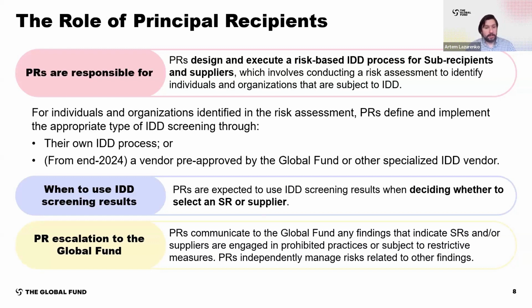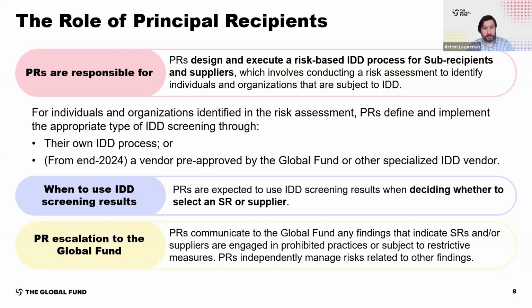So once some individuals and organizations are identified in the risk assessment, classified in accordance with the risk, principal recipients define and implement the appropriate type of screening. And this kind of screening can be conducted in-house, or a PR can use a supplier of its own accord. And from the end of 2024, as I have mentioned, we're looking to pre-approve some vendors so that the PRs could also choose to use in fulfillment of their requirements, should they require the support at all.